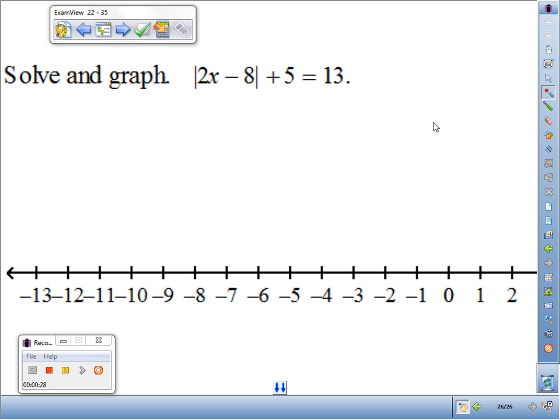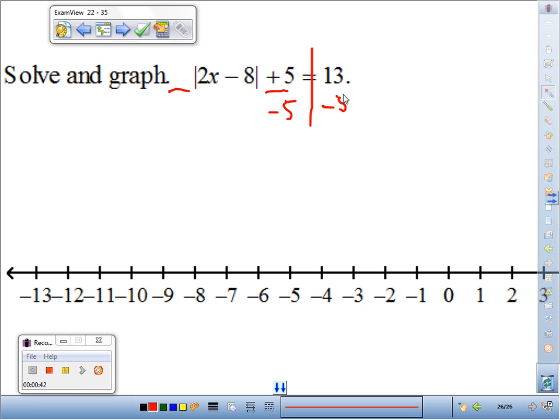So, first thing we need to do is solve. Line down the equal sign. And then the question that you need to ask is, is there anything multiplying or being added or subtracted to the absolute value? Yes. This one. So that means we need to subtract 5, subtract 5. We're left with absolute value 2x minus 8 equals 8.